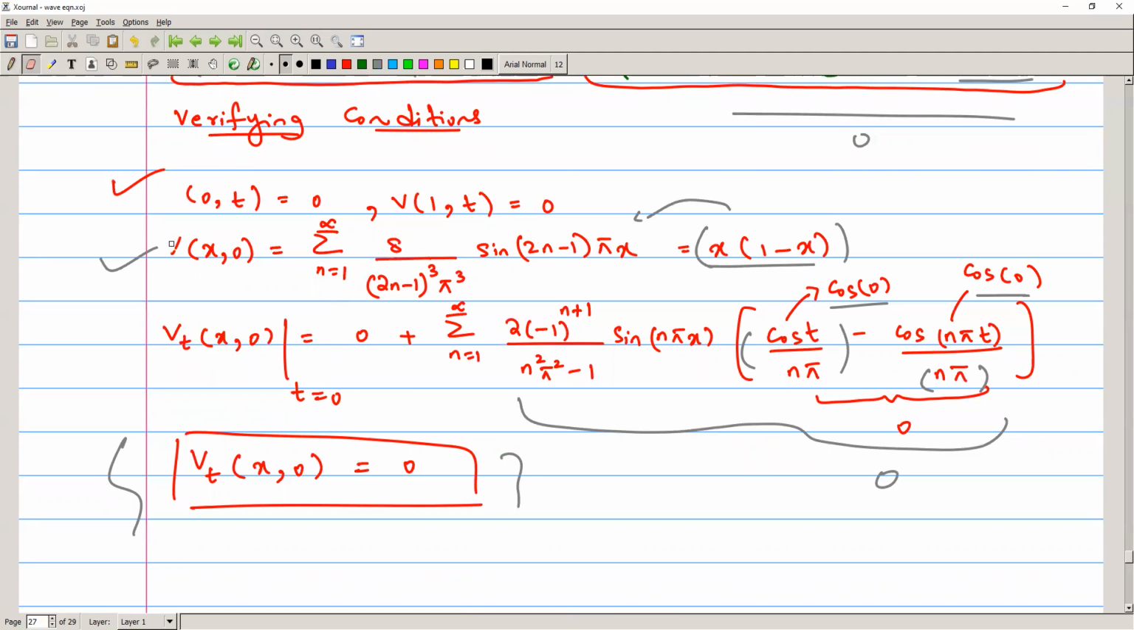Sorry, this is not v, this is u. By mistake, it's written v here. So these all are u, right? Because now we are working for the particular solution of u. So it's u. So the conditions are satisfied for the equation, for the solution of the equation.